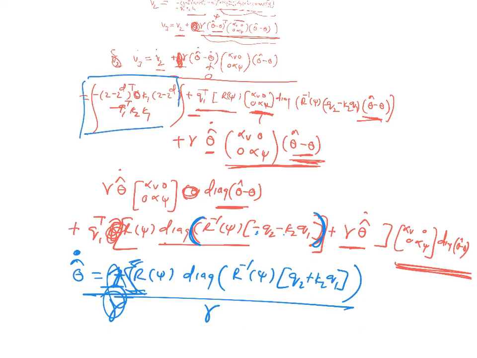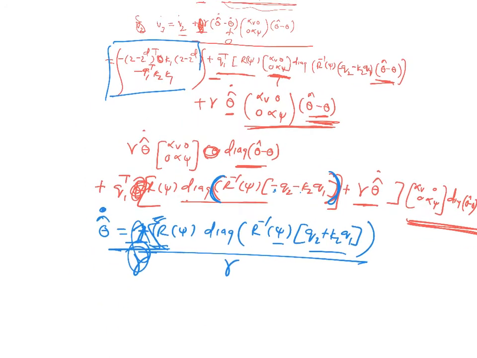So this is our adaptation law, right? Theta hat dot equals to r psi diag of this quantity. So everything in this quantity is known, like r psi is known, nothing is there which we don't know. Q2 and Q1 are there. So that's the case, right? So remember what will we get?